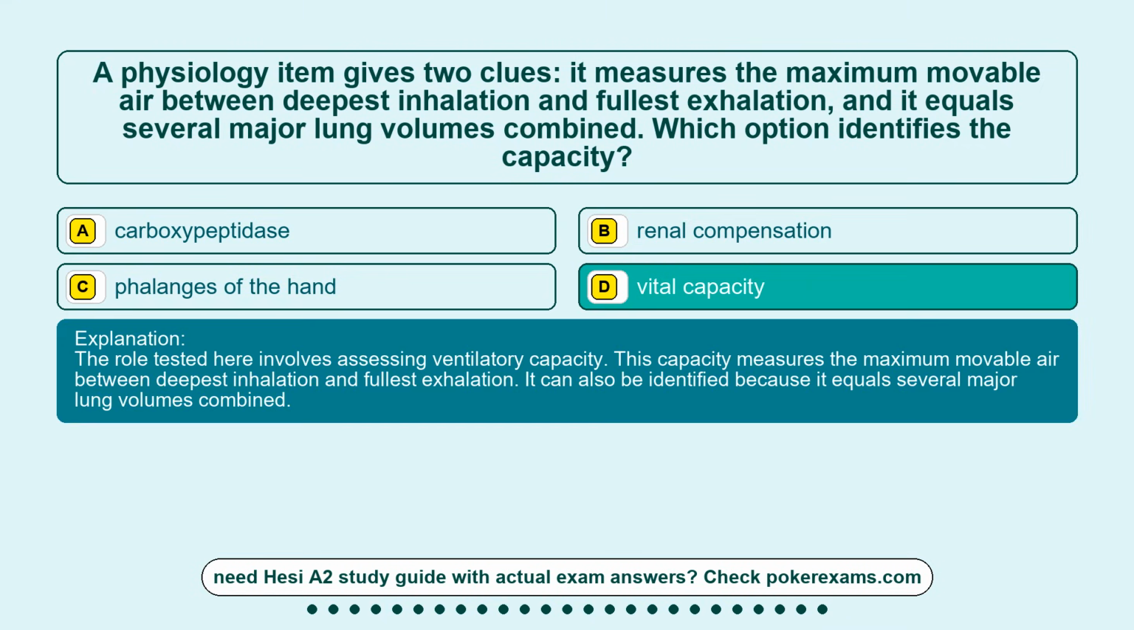The role tested here involves assessing ventilatory capacity. This capacity measures the maximum movable air between deepest inhalation and fullest exhalation. It can also be identified because it equals several major lung volumes combined.